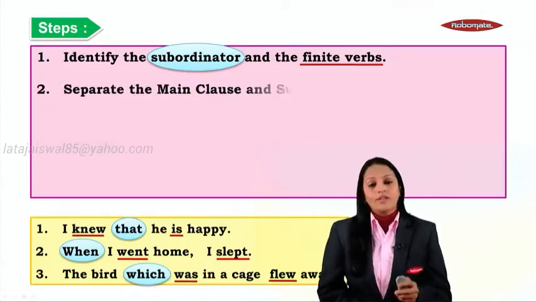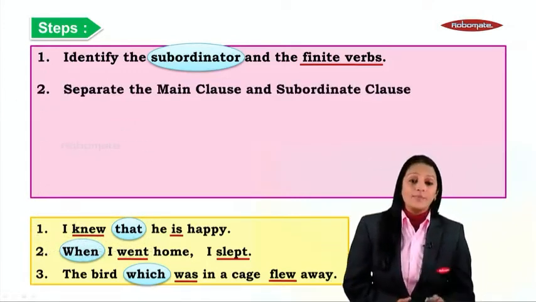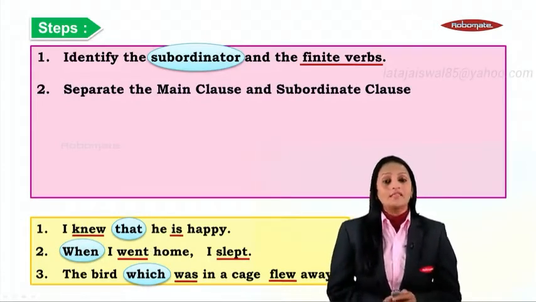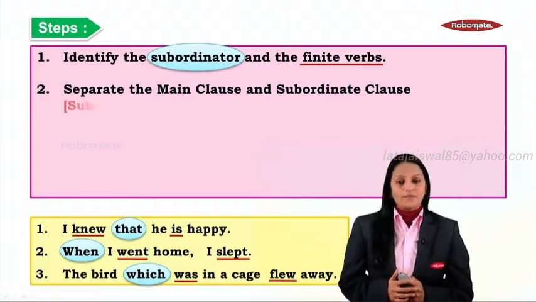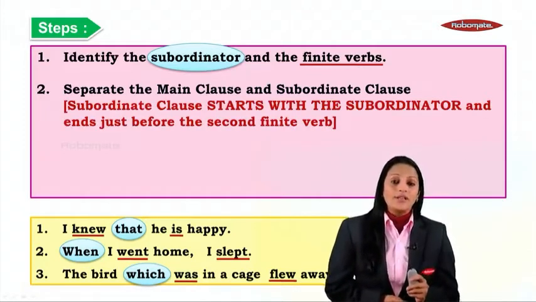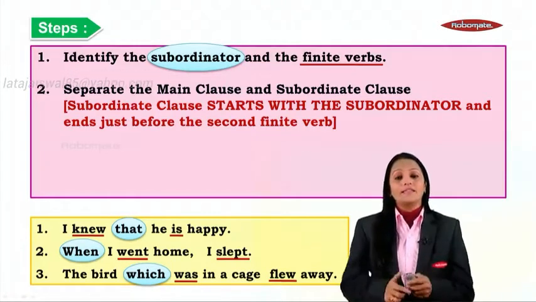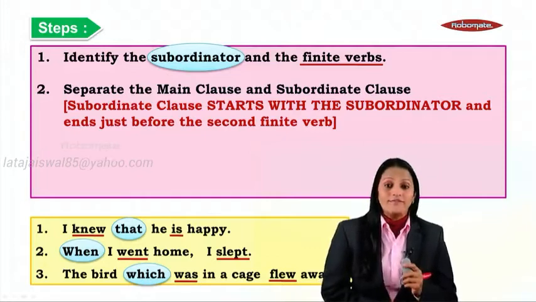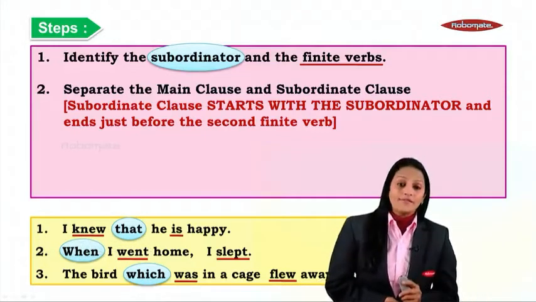Now we go to the next step, which is so important, students. That is to separate the main clause and the subordinate clause. Now, how are we going to do that? Very simple, students. Look at this. The subordinate clause starts with the subordinator. That is why you are supposed to identify the subordinator. And it ends before the second finite verb. Students, very important: before the second finite verb.